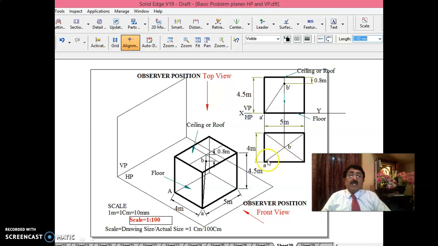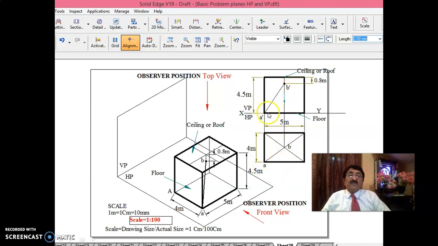AB, okay, is the front view of the line connecting one of the bottom corners and the fan motor. A dash B dash is the front view. This is the top view. This is the front view of the one of the bottom corners and the fan motor. This is the top view of one of the bottom corners and the fan motor. Now A dash B dash is this, AB is this. This you remember correctly. Okay.